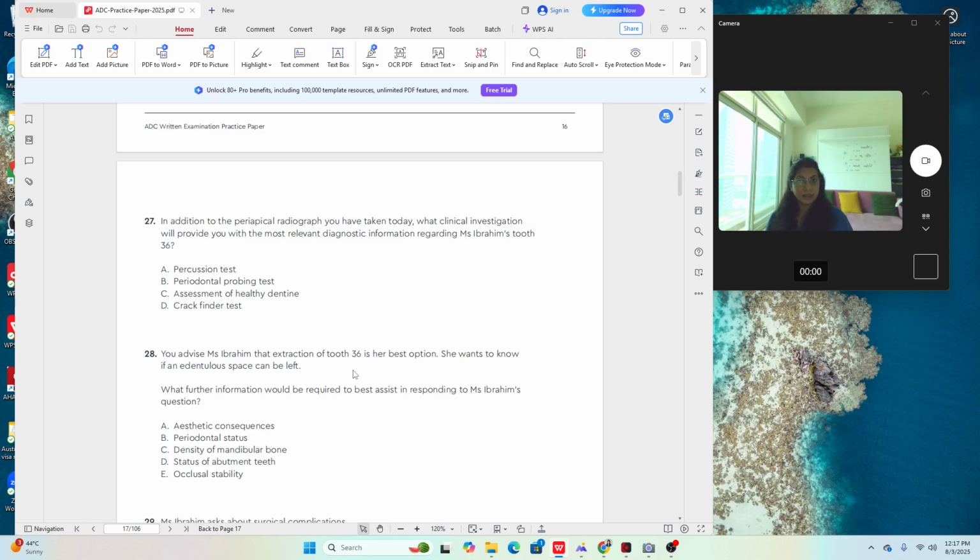Occlusal stability, yes, that is the answer. All the options are correct, but the first thing that you will start by saying is why you cannot leave the space as it is because of the occlusal stability. The rest of the other options are secondary. You understand my point?